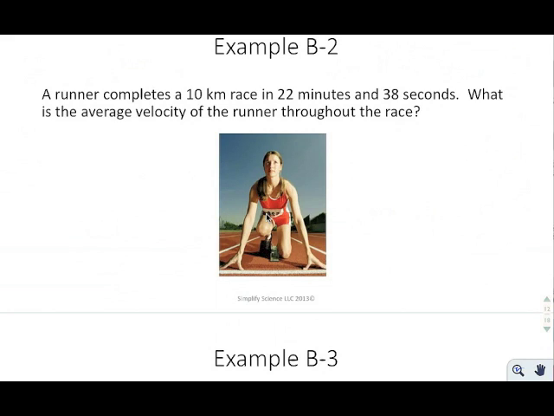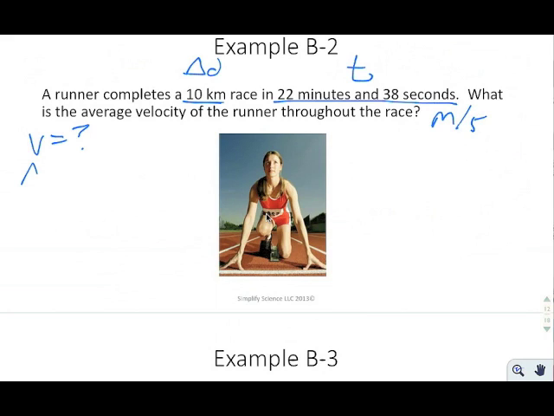It says a runner completes a 10-kilometer race in 22 minutes and 38 seconds. What is the average velocity of the runner throughout the race? Now remember, we always want to answer in meters per second. So the first thing we're going to have to do is look at what we're given. We're given 10 kilometers, and 22 minutes and 38 seconds represents the time. This is the displacement. So now we can say V average is what we're trying to solve for.